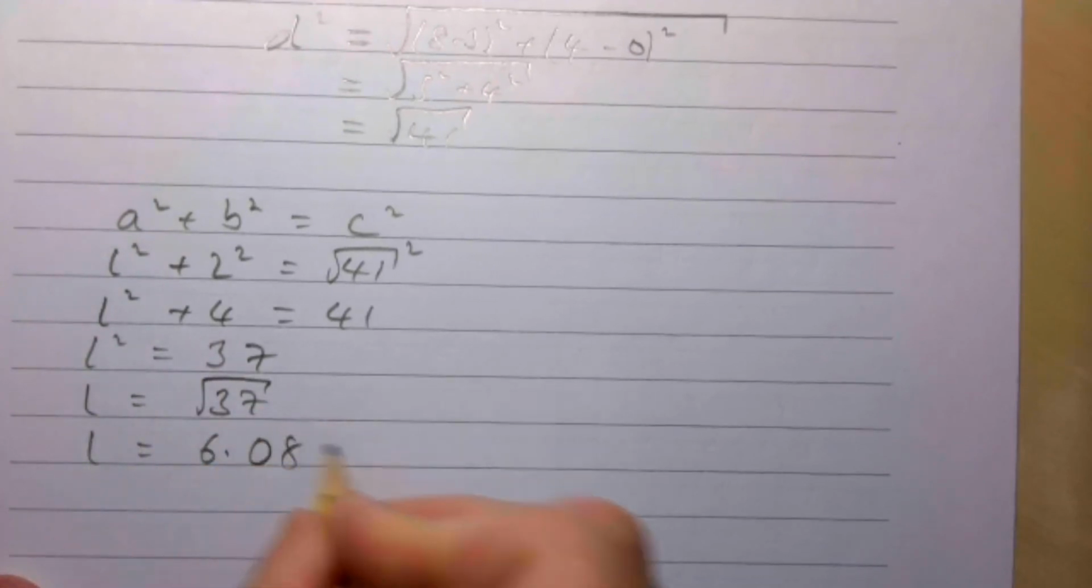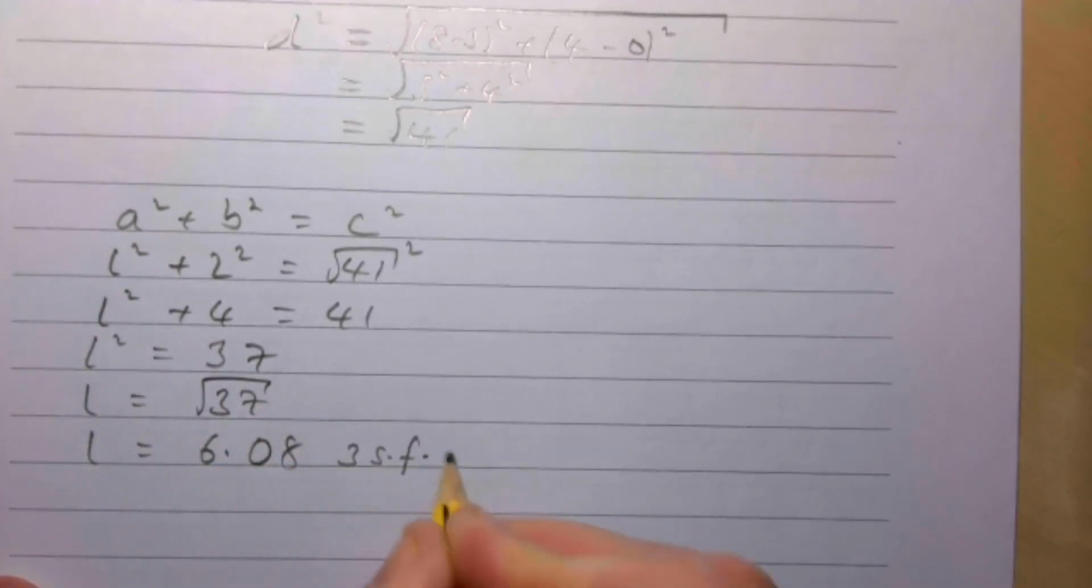If you wanted then the 3 significant figures, that's going to be 6.08. Again, if we were wanting to use this, root 37 is a much nicer answer. But that's effectively us for that question.